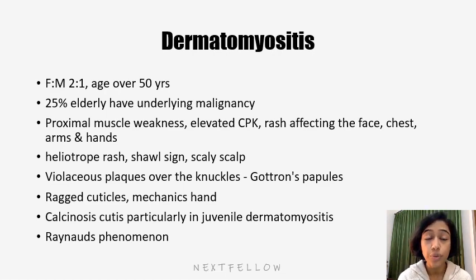I'll show you photos again for you to remember easily. Keywords here in dermatomyositis are heliotrope rash, shawl sign, which is a rash covering the front and the upper back, and a scaly scalp. Gottron's papules, as we described already, ragged cuticles and mechanic's hands. Basically you'll have rough keratotic hands, and the nail fold cuticles will be ragged. Calcinosis cutis is quite common in juvenile dermatomyositis. You will have calcified nodules which may ulcerate, on both the palmar and the dorsum of the hand, and Raynaud's phenomenon is also seen.